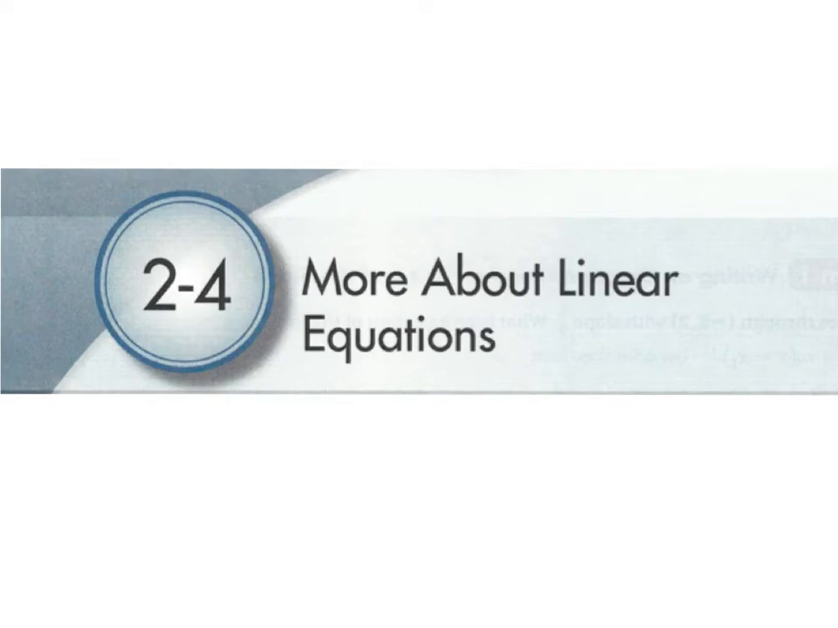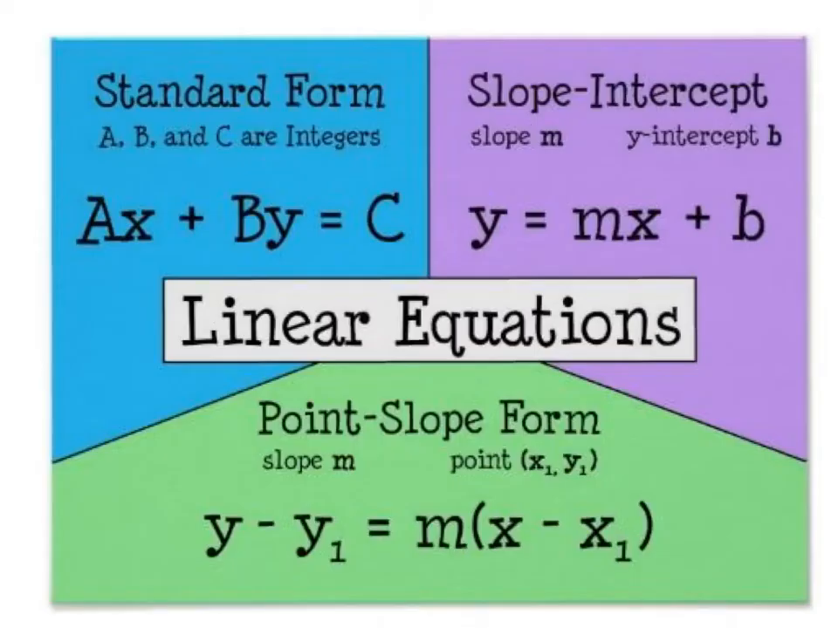Okay, so continuing on with our linear functions, we're going to talk about a couple more ways that we could write an equation of a line today. So here are the three ways that we could write the equation of the line. Over here in purple, you'll see our normal y equals mx plus b, which we call the slope-intercept form. Down here in green, we have the point-slope form.